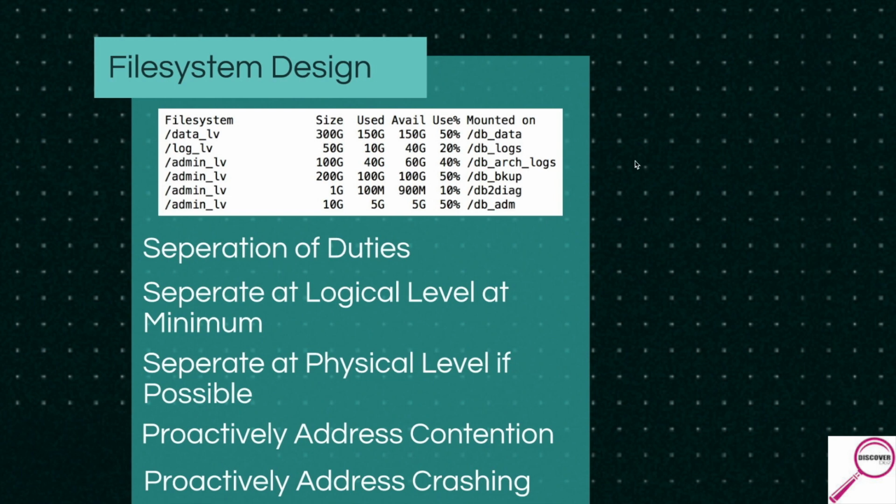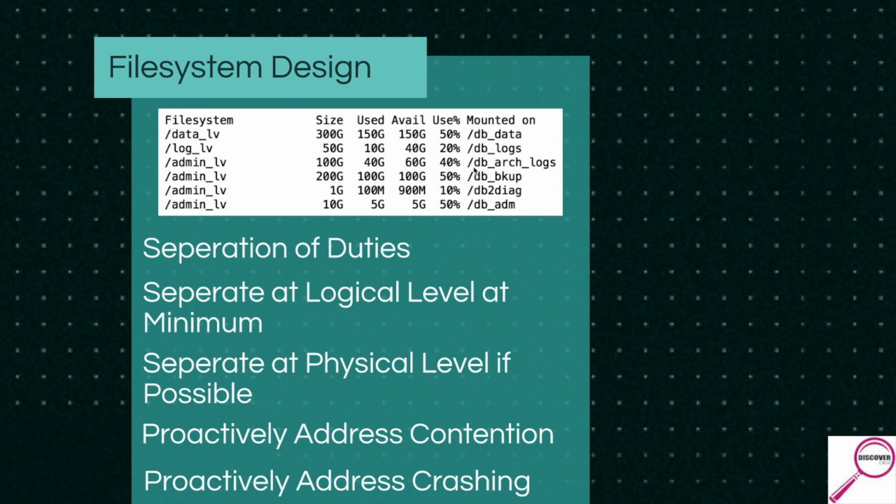So if you take a look at the logical view here, you're going to see I have three distinct areas: a data logical volume, the logging logical volume, and an administrative logical volume. And these all serve separate purposes. I want to get the data away from the logs. I want my backup away from my data.